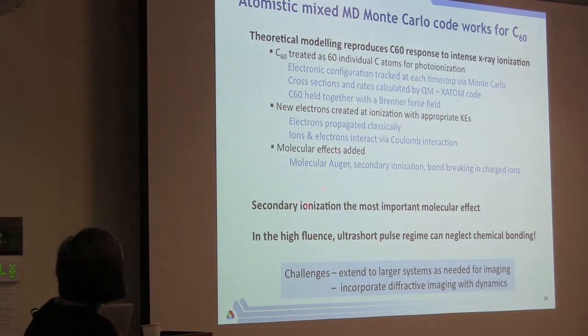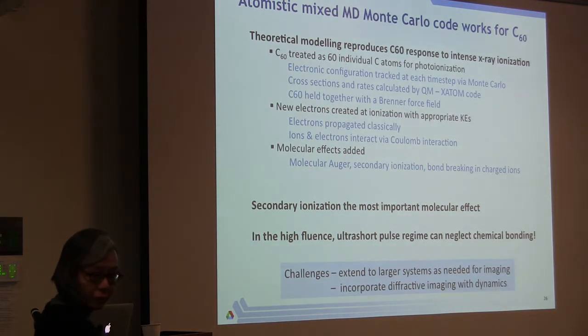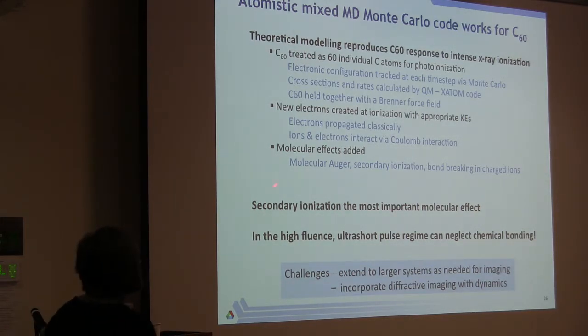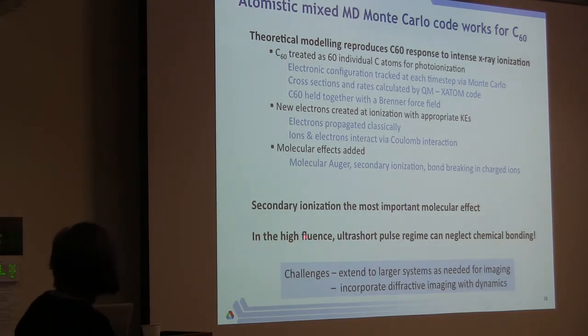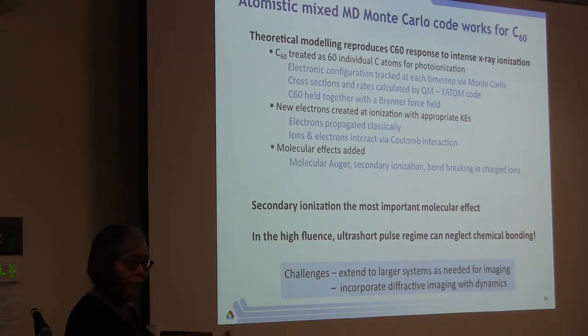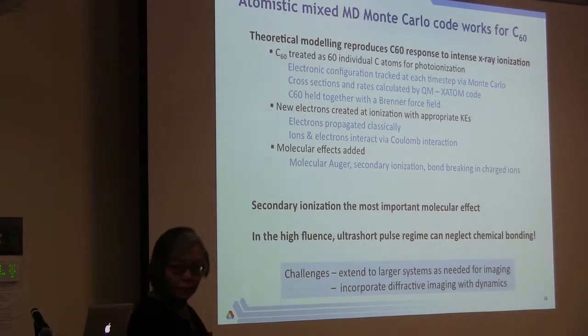And then you might have to add these other effects that have to do with the fact that it's a C60 molecule. But all these things are practical. Secondary ionization is the most important molecular effect, and the other thing that's quite interesting is that in the high fluence ultra-short pulse regime, you actually neglect the chemical bonding. So it's quite good.